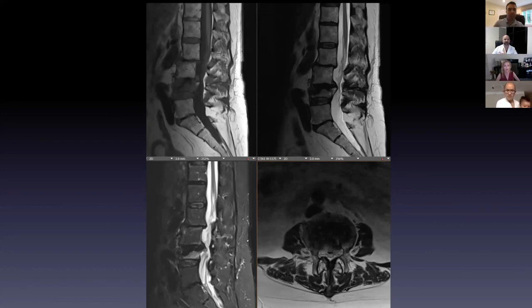So you do absolutely nothing, or a very minimal decompressive surgery to help her with her leg pain, but tell her it's not going to help her back pain. That's what I would do.